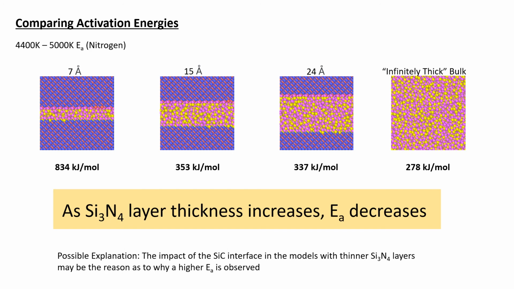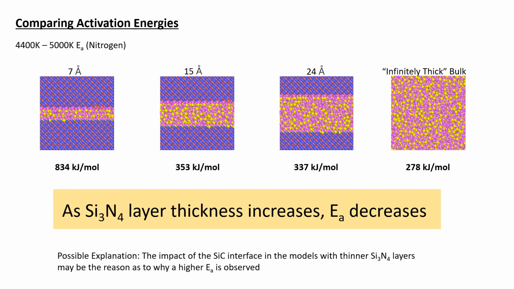And if we take a look at the infinitely thick silicon nitride layer model, we can see that for the same temperature range, we receive a value of 278 kilojoules per mole. One possible explanation for this trend could be that the impact of the silicon carbide interface in the thinner models being so close together is what produces the higher activation energies.